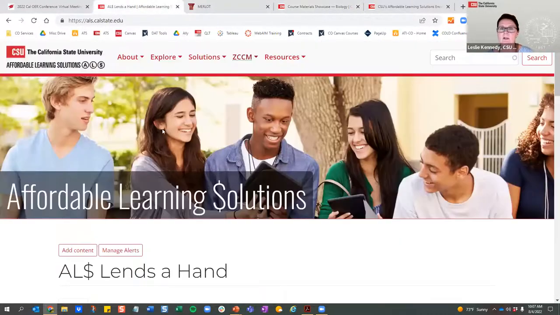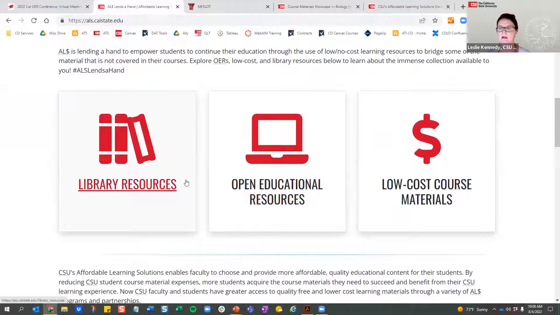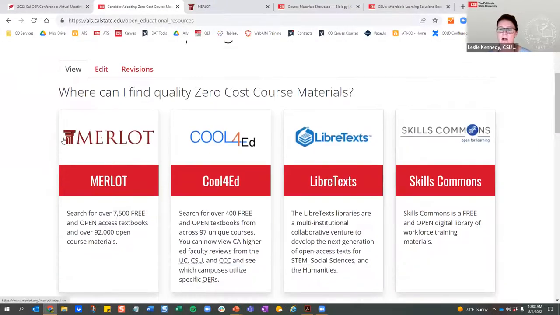So back to affordable learning, what is Affordable Learning Solutions in the CSU? It's really about helping faculty be successful in finding resources that are zero cost, library resources that are paid for by the CSU but are zero cost for the students, and/or low cost materials. But as I mentioned around open educational resources, we've got MERLOT that we focus on, Cool for Ed as well. And then we also promote LibreTexts because that allows faculty to select other OER that's been developed and then create their own resources or their own textbook for their course.